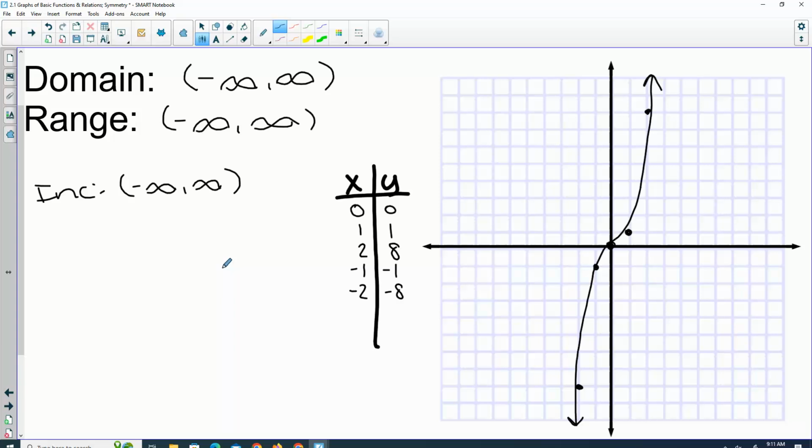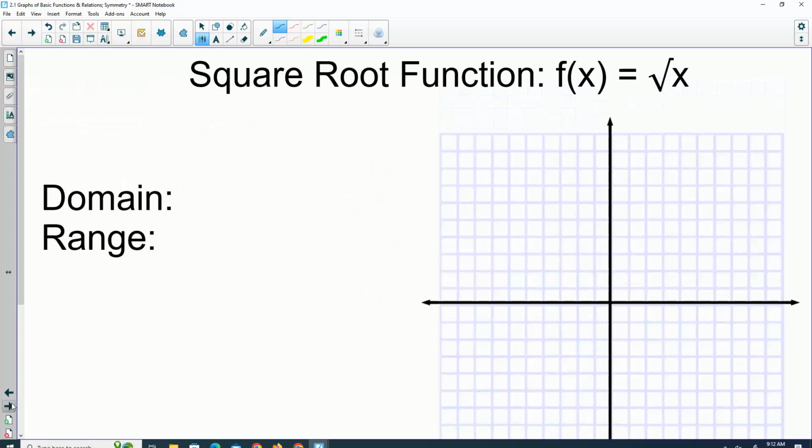Alright, I really want to make sure everyone knows where I'm getting all this stuff from. Know how I'm getting my exact points. You could get those exact points and draw it yourself if you needed to. Okay, next one we're going to be looking at is the square root function.